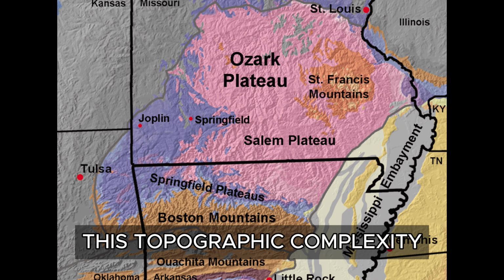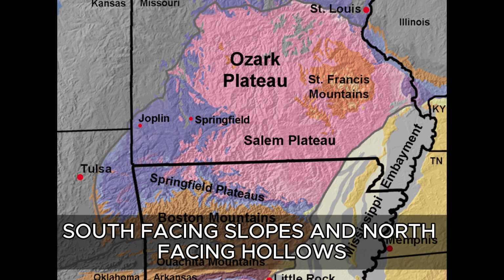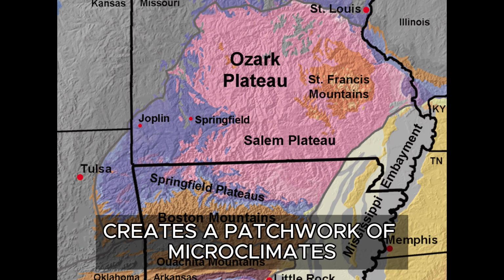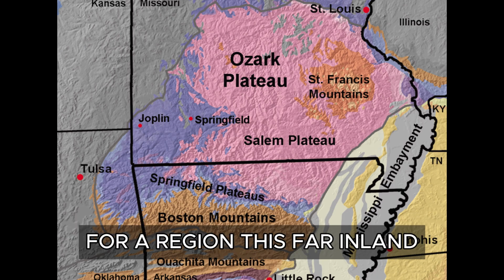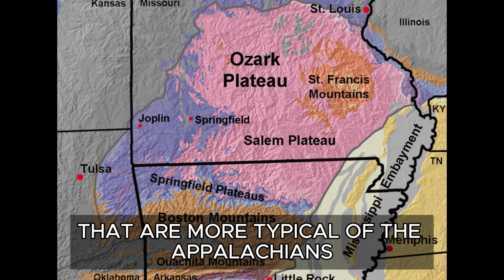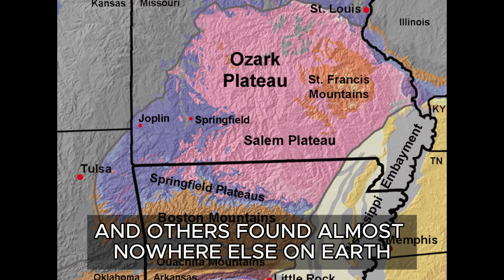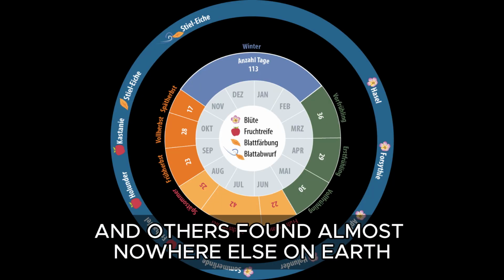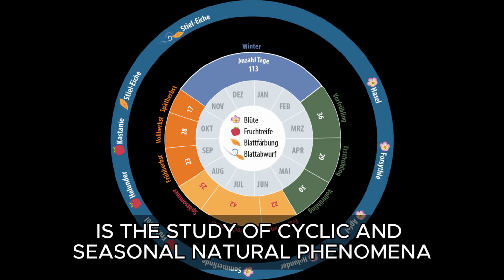This topographic complexity, the valleys, bluffs, south-facing slopes, and north-facing hollows, creates a patchwork of microclimates that supports extraordinary tree diversity for a region this far inland. We see species here that are more typical of the Appalachians, others from the Great Plains, and others found almost nowhere else on Earth.